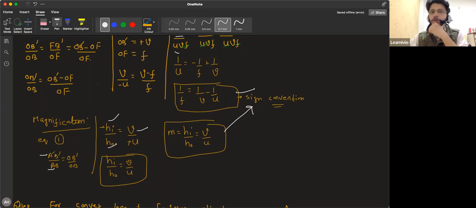Again, it's a general formula. When you use it in a numerical, you have to use sign convention. This is valid for all types of lenses, for all types of images, all types of objects. It's a general formula. So when you use it in a numerical, use sign convention. Note this also.